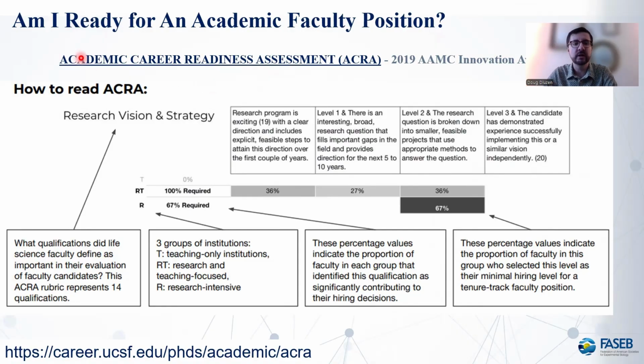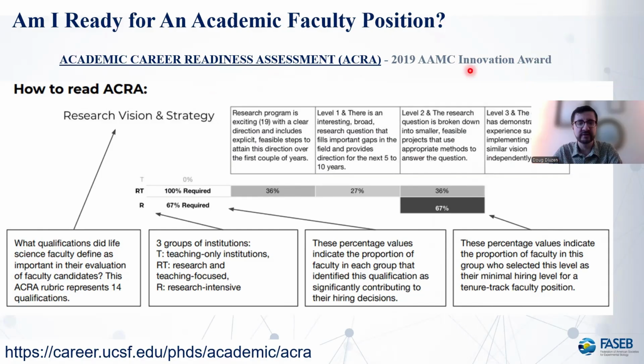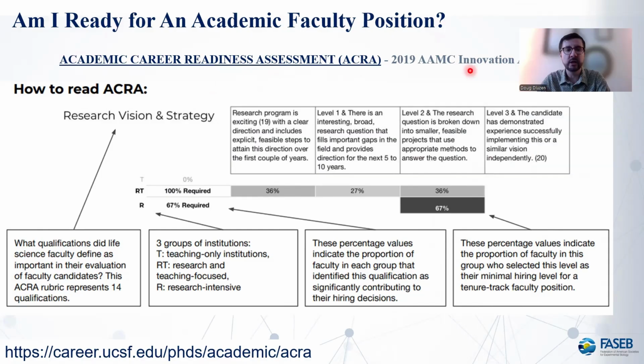This was developed by the University of California, San Francisco a couple years ago. It's called the Academic Career Readiness Assessment. And what this is, is research faculty came together and defined the most important criteria that they use to evaluate faculty candidates. So for example, one of them is research vision and strategy. For that job at UPenn, it would be expected of you as a competitive applicant to really outline the research goals that you have, the types of skills that you have, and the reason why you're doing the research that you want to do.